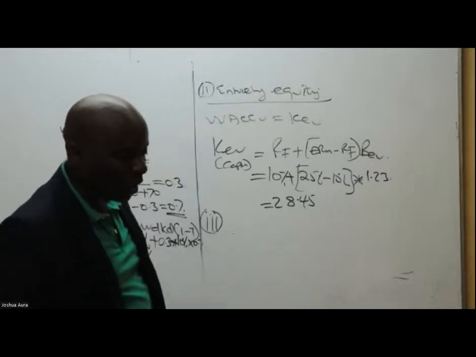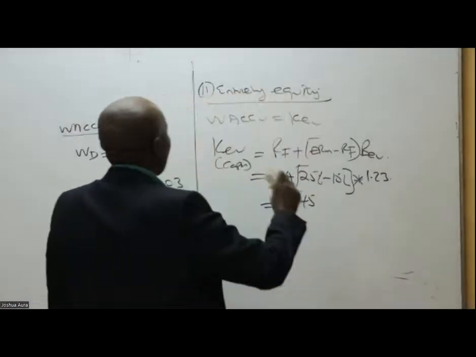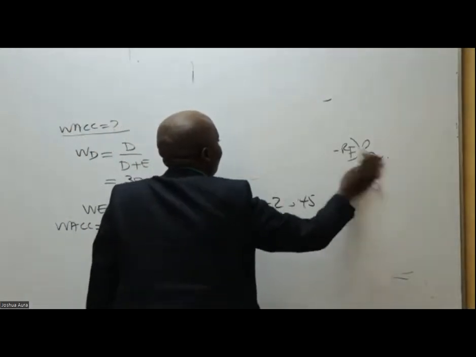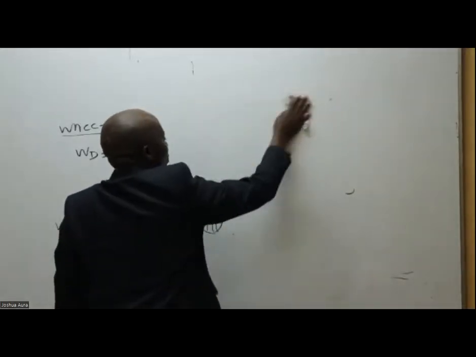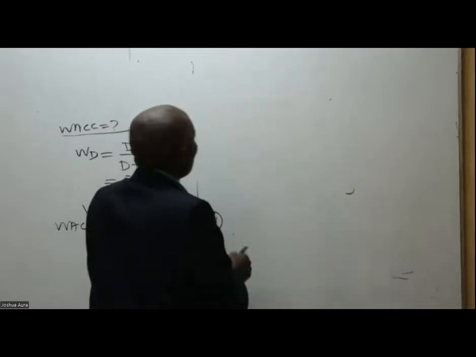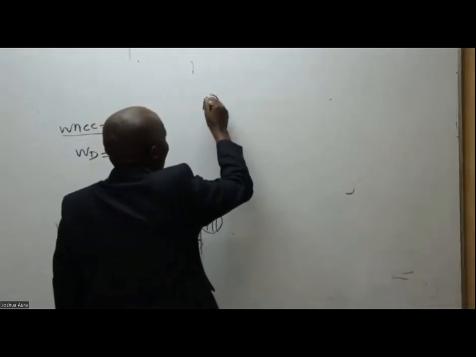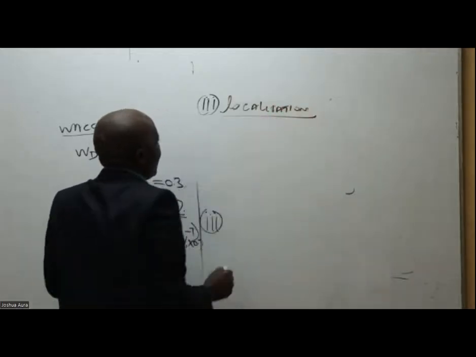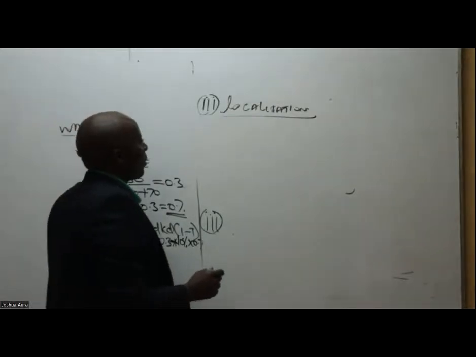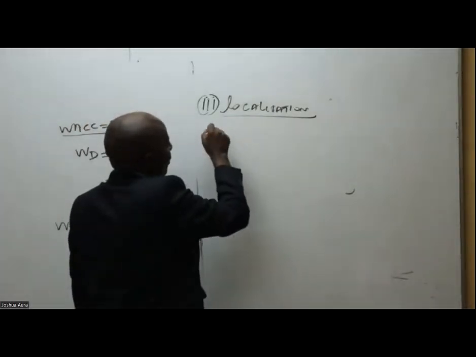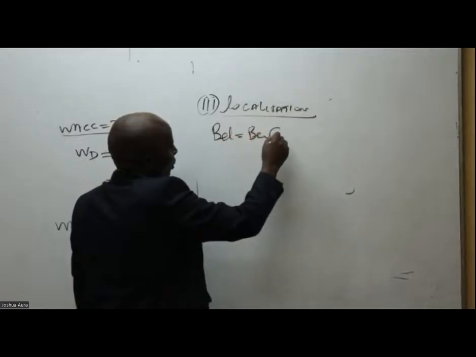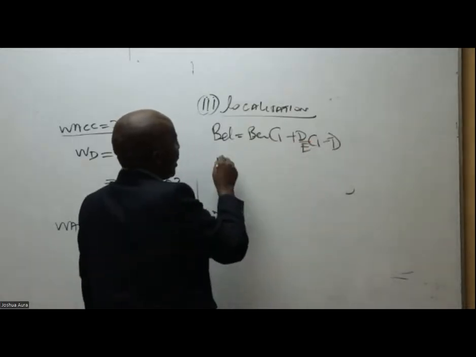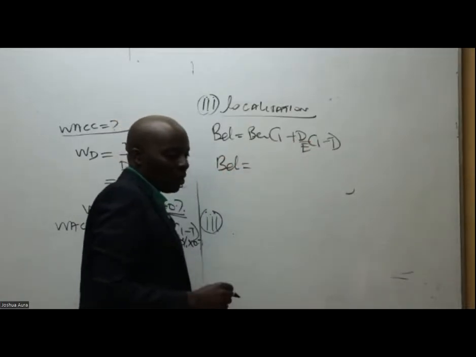So first of all, it's localization. We are doing the localization for Roman number 3. All right, so we have our beta, which will be our beta into 1 plus debt over equity into 1 minus tax, like that. So then we have our beta, which will be equal to our beta.